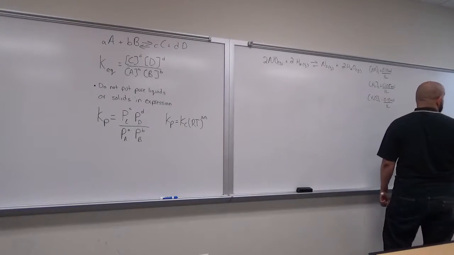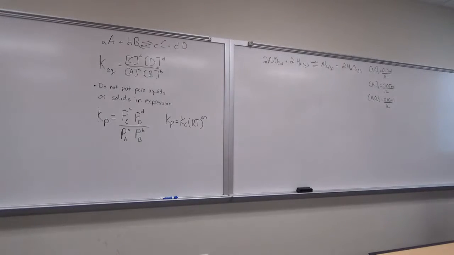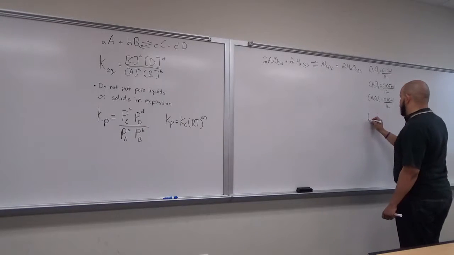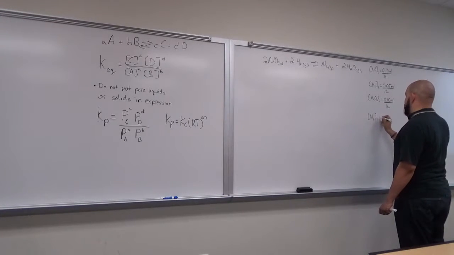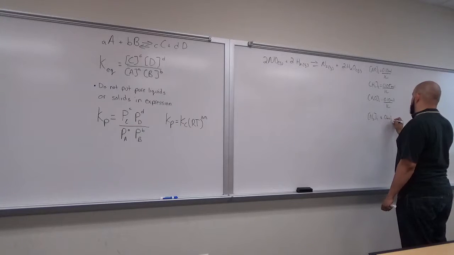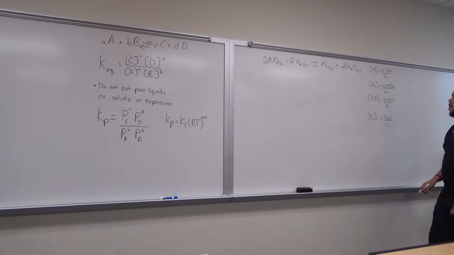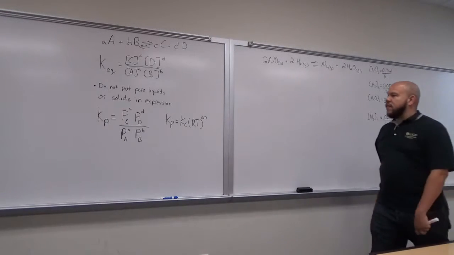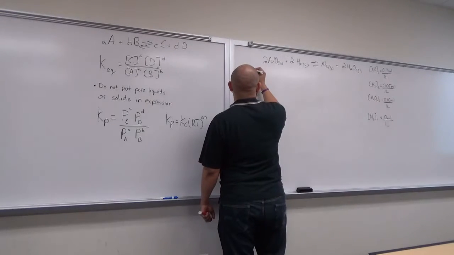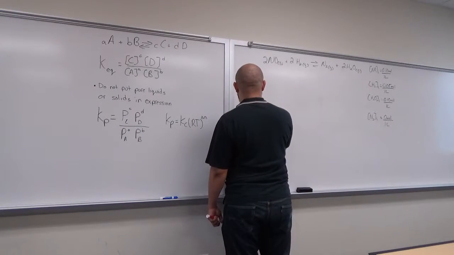And they don't give us anything about N2, right? So our initial for N2 is 0. We don't have any for N2, and just to be thorough, 0 moles over 1 liter. Okay, so each of these are our initial concentrations. Where would they go? They will go in our handy dandy ICE table.